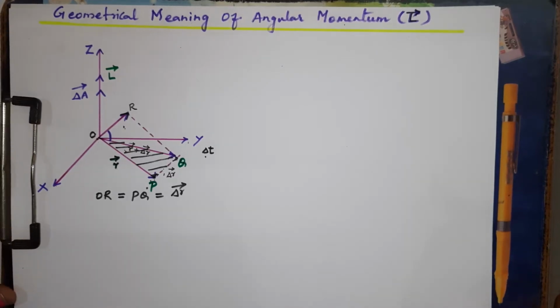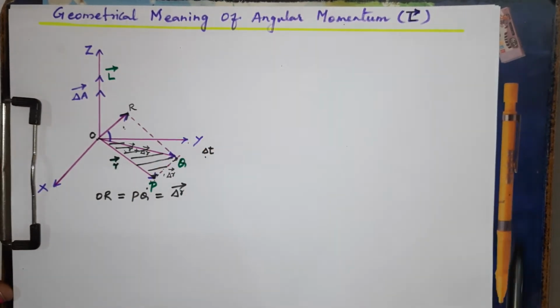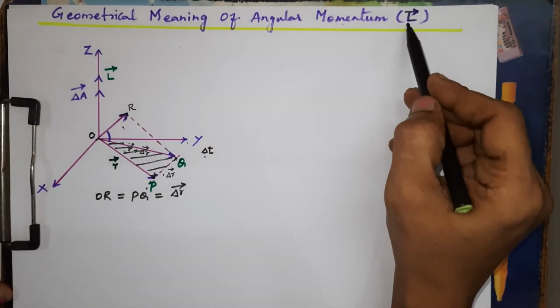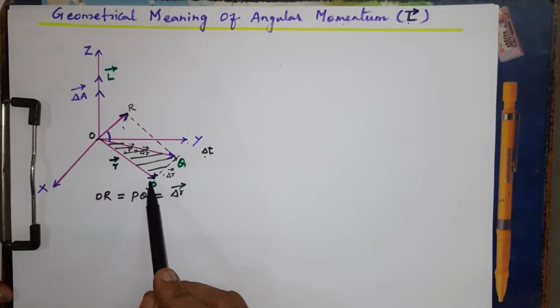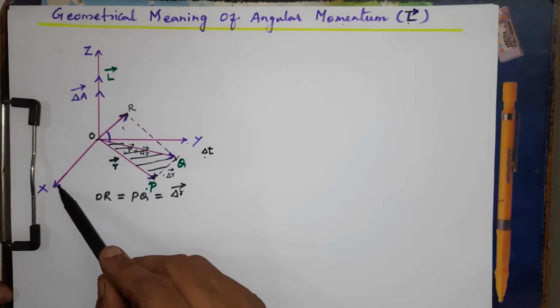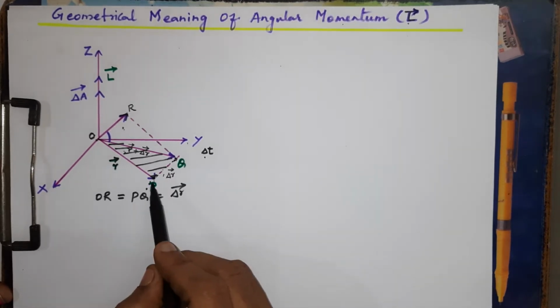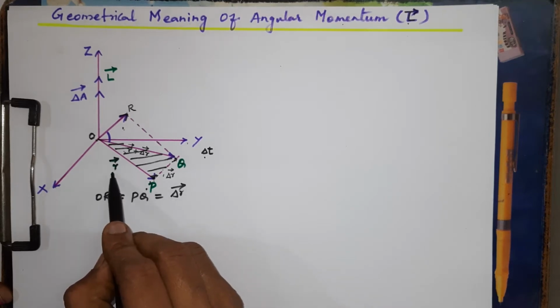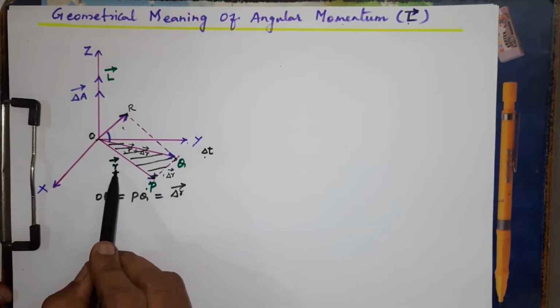Hello students, in this video we are going to learn about the geometrical meaning of angular momentum in rotational mechanics. We write it as L vector. Let us consider a particle located at the point P which is rotated in the xy plane as shown in the figure. At time t, it is at the point P and its position vector is given by r vector. That is, O to P is r vector.